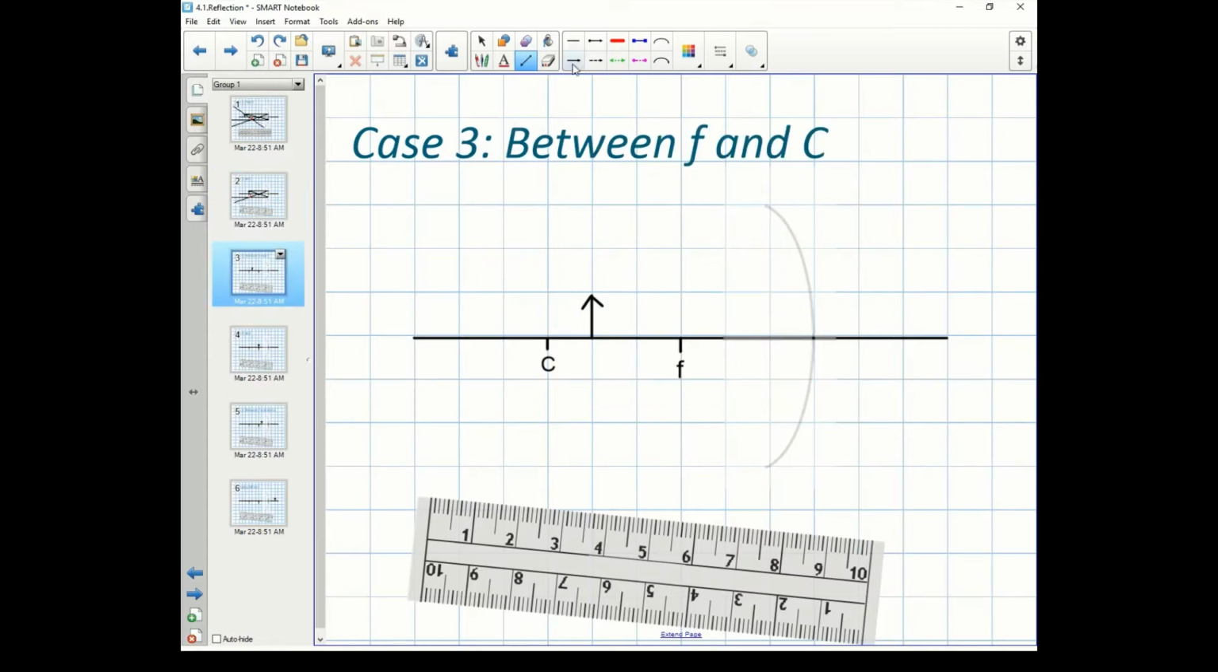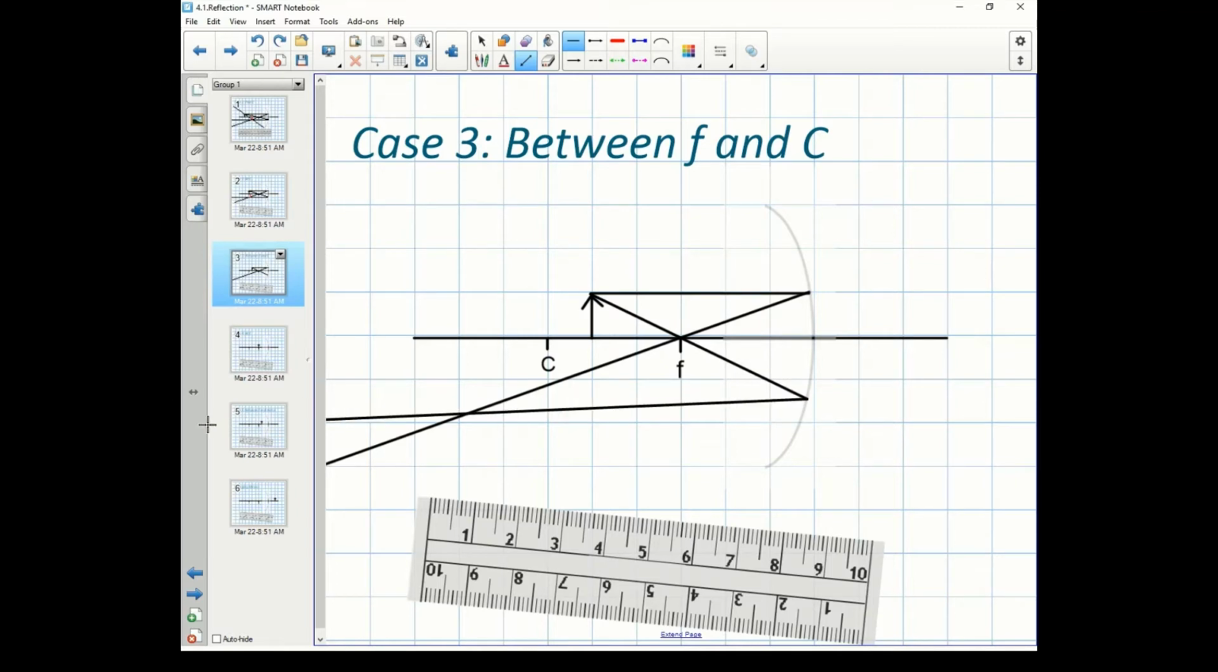So this one here, we go parallel to the principal axis, reflect off the focal point, reflect through the focal point, and go parallel to the principal axis. And for C, well, we can't really do that because that would bring us backwards.